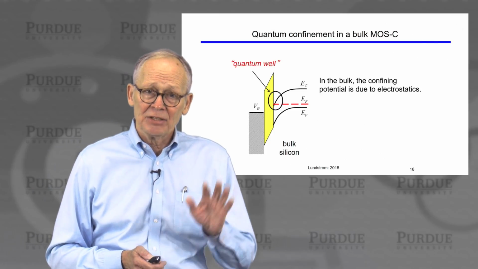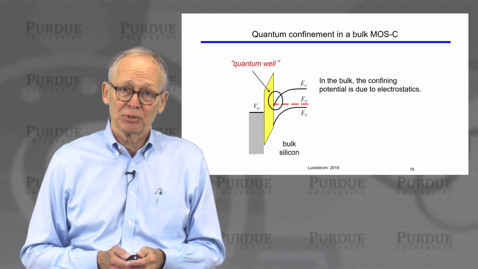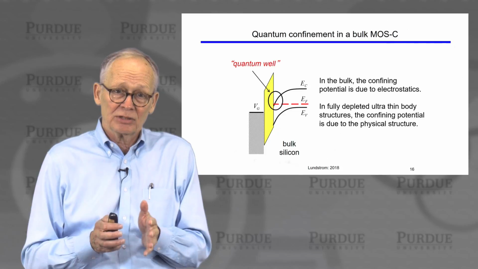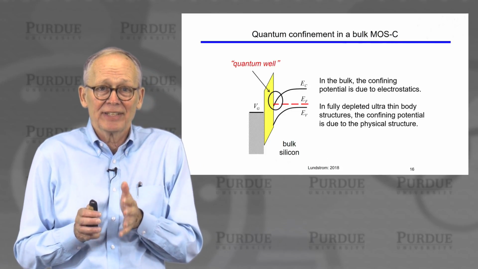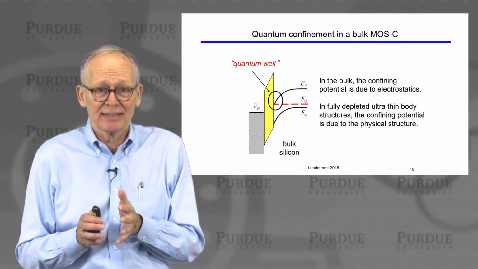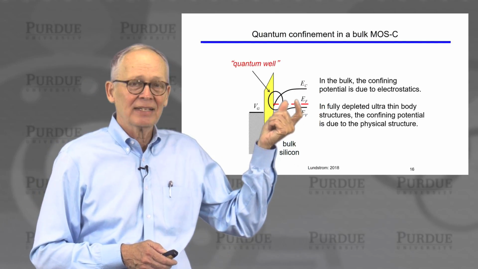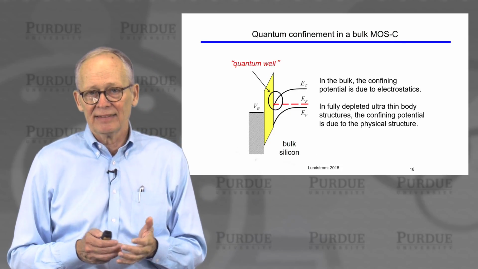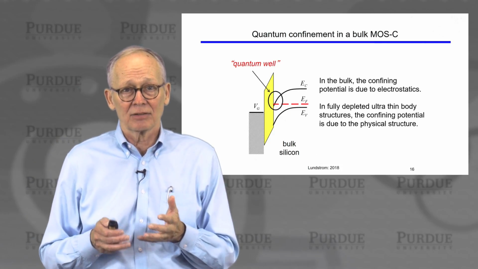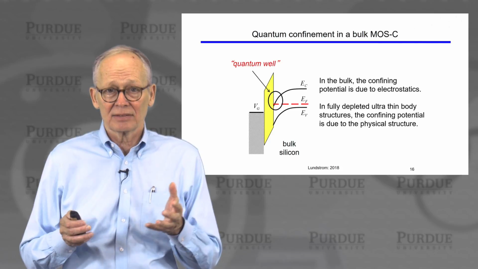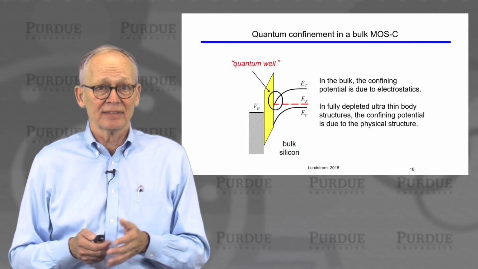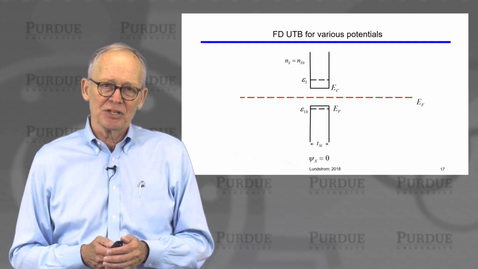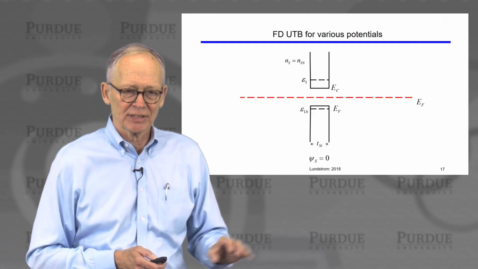Okay. Now, in the bulk, this quantum well is due to the potential itself. In these fully depleted structures, the quantum well is due to the ultra-thin body, the ultra-thin layer of silicon itself. So in the bulk, the thickness of the quantum well changes with the bias, but for the ultra-thin body or FinFET example, the thickness of the quantum well is just the physical thickness and does not change as we change the bias. So now we can look at these energy band diagrams under different conditions.